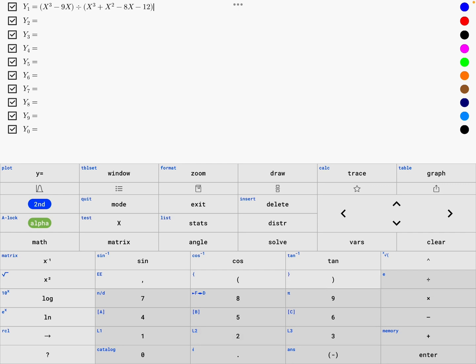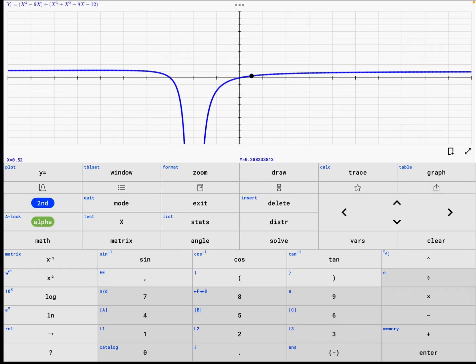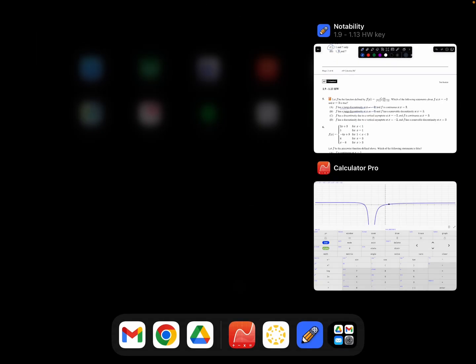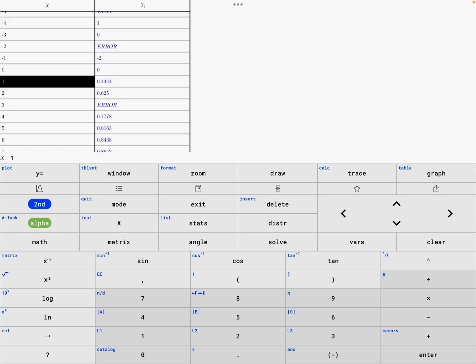Okay, so we're going to use the graph and a table to kind of help us with this one. So if I graph this right here, I see that we have what appears to be an asymptote at x equals, I think, -2. So which of the following statements is true at x equals -2? So jump discontinuity. Nope, I don't think there's a jump discontinuity at -2. I think we have a vertical asymptote. And then what's happening at x equals 3? Is it continuous or is it removable? So how am I going to tell here? I'm going to go to my window and look at x equals 3.